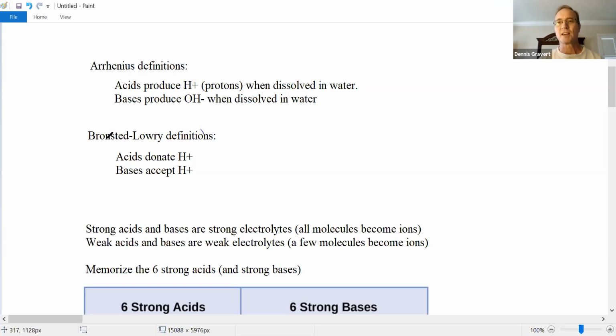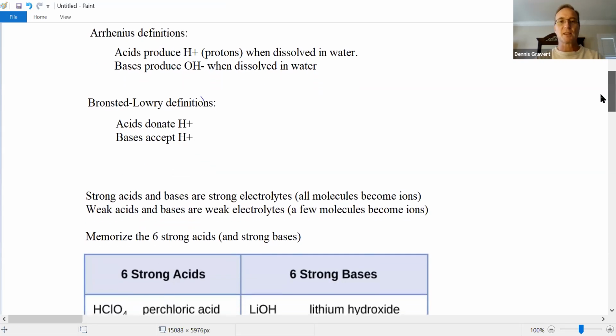Bronsted-Lowry came along and improved on the definition. Acids are molecules that donate H plus. Bases are molecules that accept those H plus. And what that does for us is allow other molecules other than hydroxide ions to be bases. Cool. So anything that accepts an H plus, makes a covalent bond to an H plus, is now acting as a base. Okay, so we've seen those definitions before.